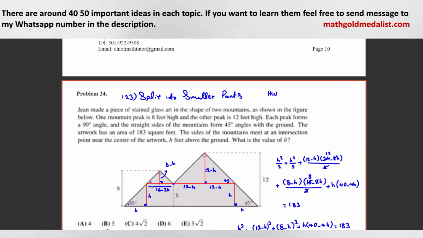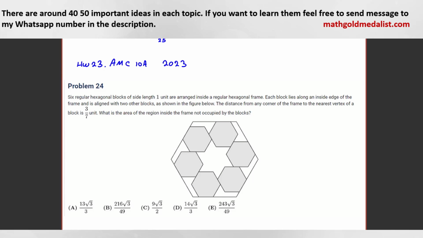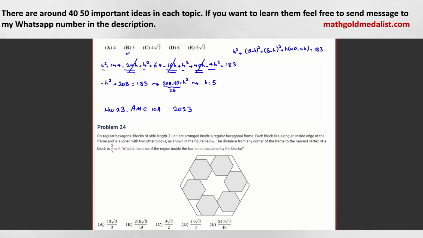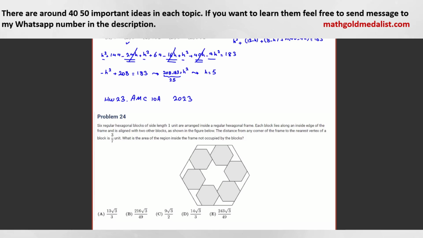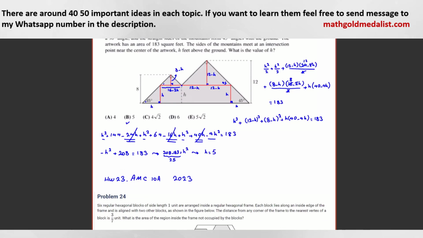Let me tell you exactly what the problem is. Let me copy and paste the problem. Okay, this problem is AMC 10A 2023, problem 24. You can solve it with a similar idea. I released the solutions of this problem right after the AMC 10A exam. We can use that, and it's similar to this one, but so much harder. But the ideas are the same. Again, we should split into smaller parts and solve the problem. Okay, idea 23 and homework 23.